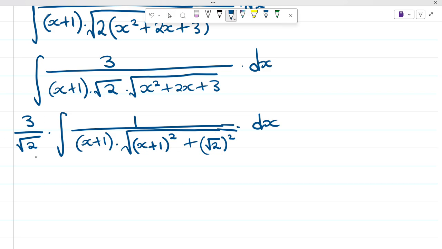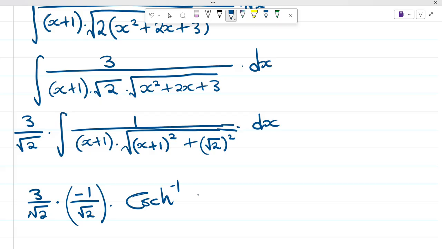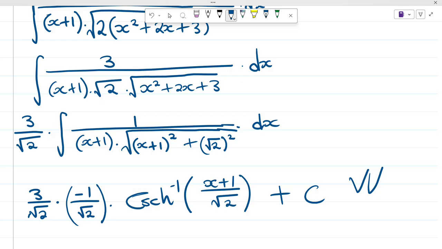Whatever is outside the integral goes with me to the answer. So I'm going to have 3 over root 2 multiplied by negative 1 over a. My a there, what is it? It's root 2. So negative 1 over root 2 multiplied by hyperbolic cosec inverse of what? My f of x is what? It's x plus 1 divided by root 2, and then plus c. Ta-da, you have your answer.